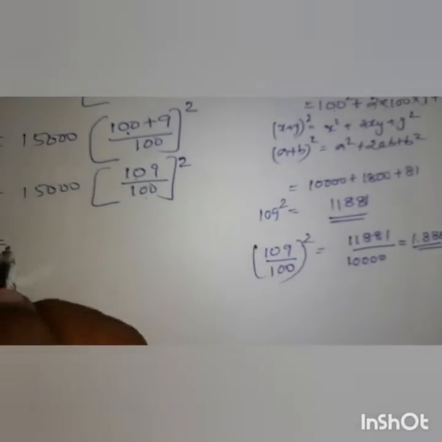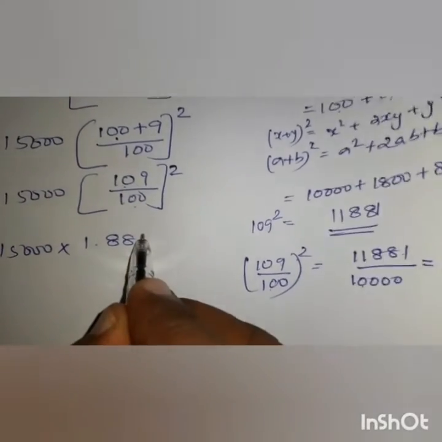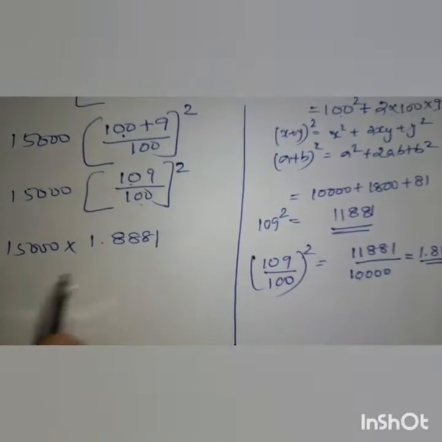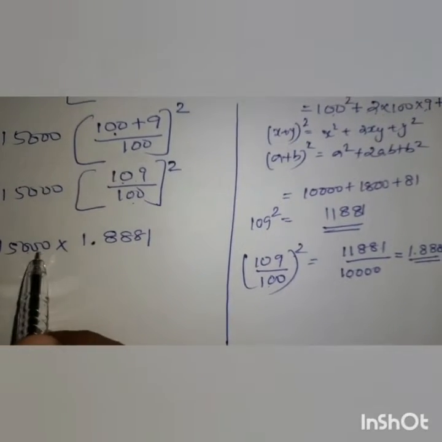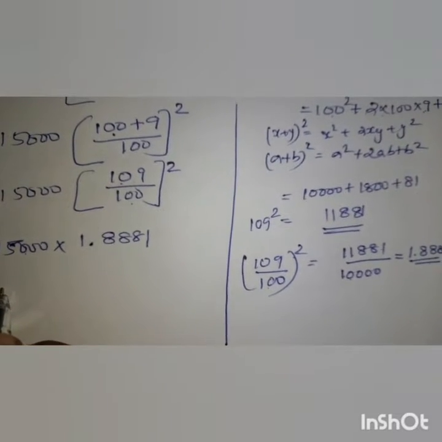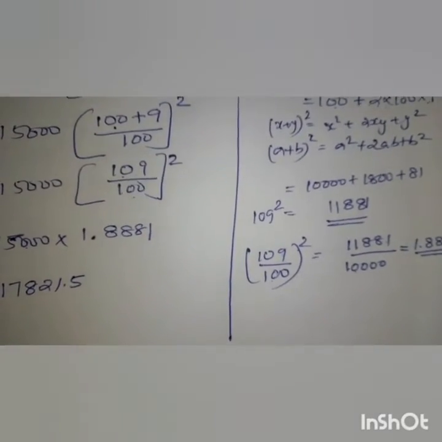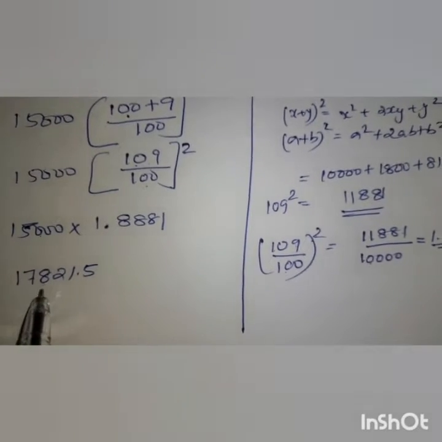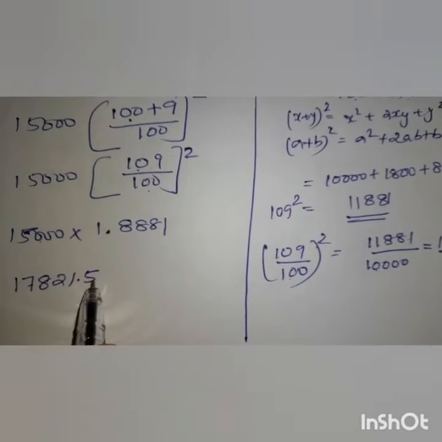So it is 15,000 into 1.1881. This you have to multiply. Here 1.1881 into 15 you have to multiply, and 3 zeros are there. So you will get 17821.5, which is 17,821 rupees and 5 paise.